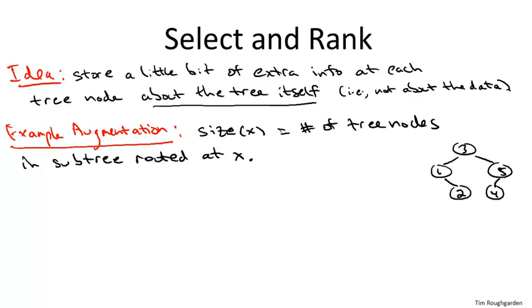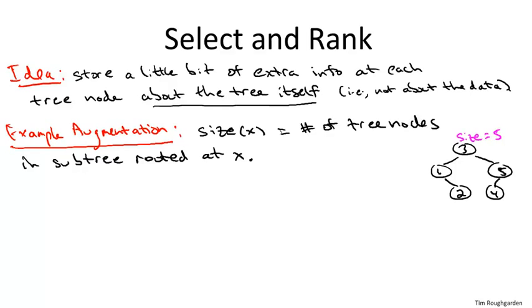So to make sure you know what I mean, let me tell you what the size field should be for each of the 5 nodes in our running search tree example. Again, we're thinking about how many nodes are in the subtree rooted at a given node, or equivalently, following child pointers from that node, how many different tree nodes can you reach? From the root, of course, you can reach everybody. Everybody's in the tree rooted at the root. So the size there is 5.